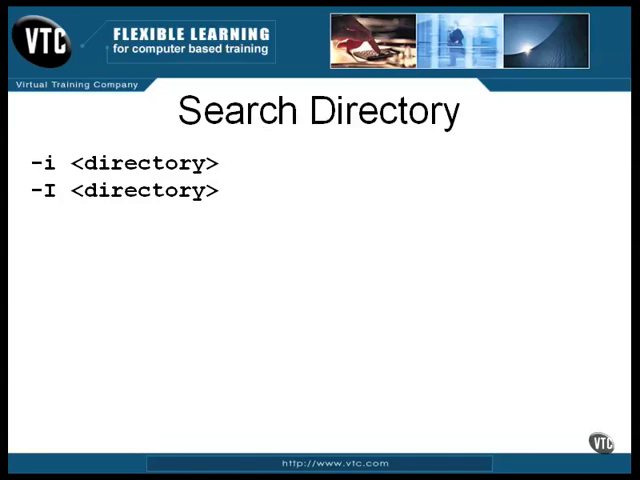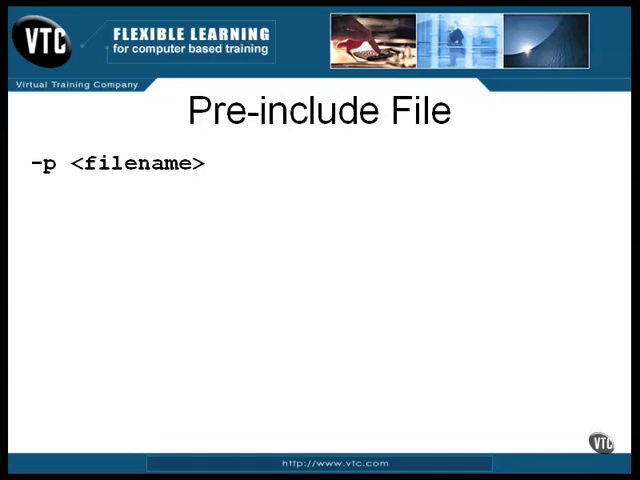The I option, either upper or lower case, can be used to specify the name of a directory to be searched for an include file if it is not found in the current directory. Any path name to a directory you specify this way must be complete and must include the trailing slash. Using the P option to specify an include file is the same as using the name on an include directive as the first line in the assembly source code.